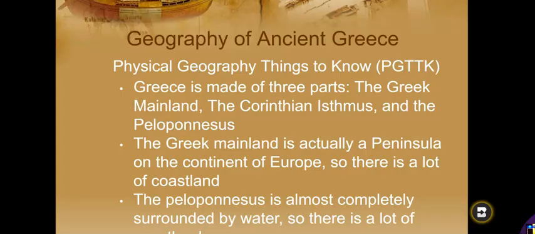Okay? The Greek mainland is actually a peninsula on the continent of Europe, so there's a lot of coastline. You're going to add that to your 3-2-1 chart. The Peloponnesus is almost completely surrounded by water, so there is a lot of coastline. You are going to add that to your 3-2-1 chart. So I'm going to give you some time to get these three things typed into your grapes chart.